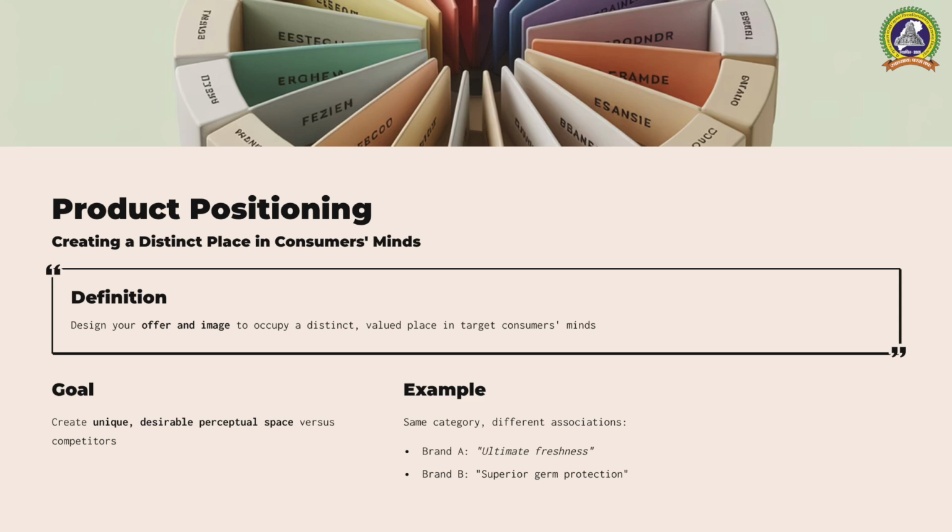Here, the goal is to make your target customers see your product in a specific, unique, and desirable way, specifically when compared to competitors. Think about the toothpaste market. Close-up toothpaste is positioned in the consumer's mind as a mouthwash, focusing on fresh breath and social confidence. Next example is Pepsodent. It has created an impression in the consumer's mind as a germ killer, focusing on health and protection. Both are toothpaste, but they occupy different positions in your mind.